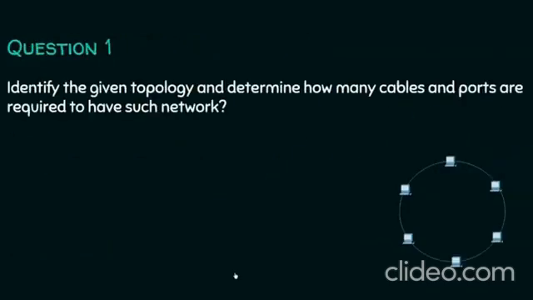Now we will move on to the questions. Question number 1. Identify the given topology and determine how many cables and ports are required to have such a network. We are given a topology and we have to identify what this topology is. And the answer is very simple. This is a ring topology. How many cables and ports are required to have such a network? Let us formally solve this question.